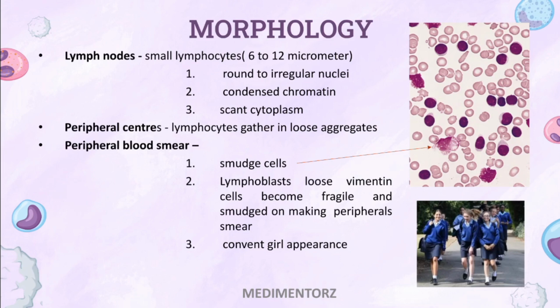And in peripheral blood smear, we have the characteristic smudge cells, which are formed because the lymphoblasts lose vimentin and the cells become fragile and smudged on making the peripheral smear. This appearance is classically known as the convert girl appearance, as all the lymphoblasts in peripheral smear look similar.